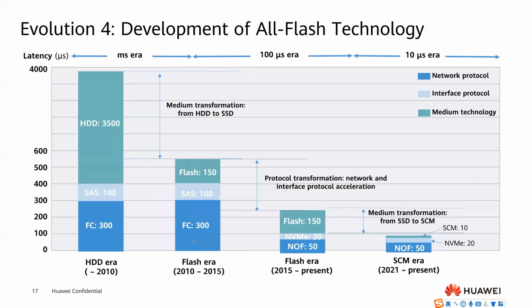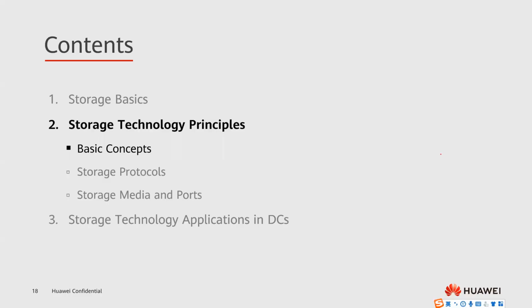Then let's look at evolution 4, the development of all-flash technology. In this evolution, we use much higher-end disks like SCM and NVMe disks. This is the all-flash technology in evolution 4. Okay, that's all about the enterprise storage background.